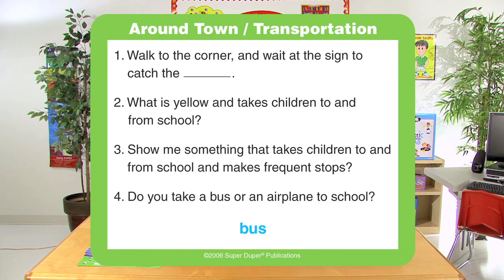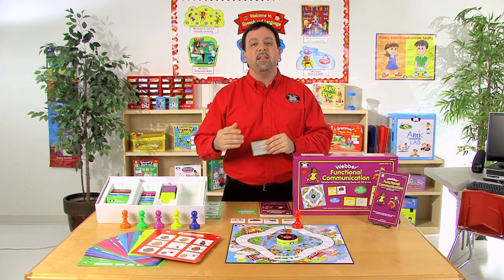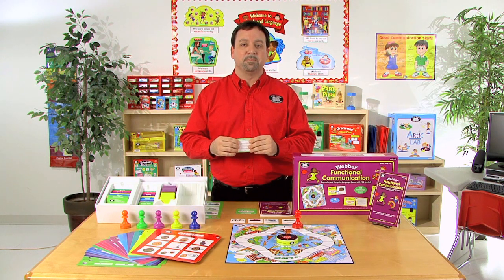We also have number 2, which is a question. What is yellow and takes children to and from school? The third one will be a sentence or a statement or direction, which will say, show me something that takes children to and from school and makes frequent stops. And of course, the last prompt, we have, do you take a bus or an airplane to school? Now, if the student has limited verbal skills, then they can provide that one-word response.